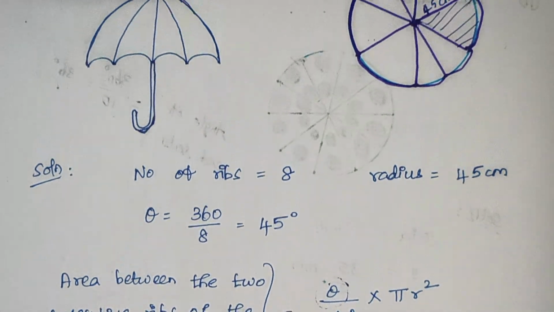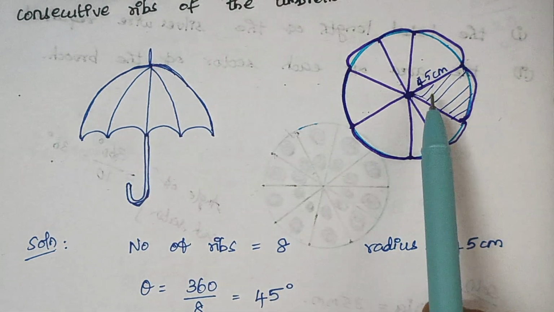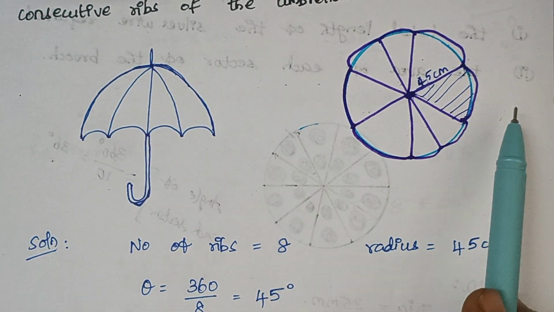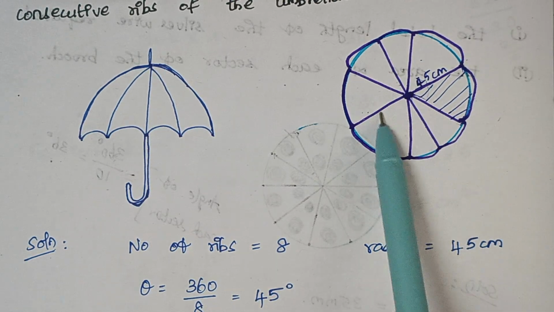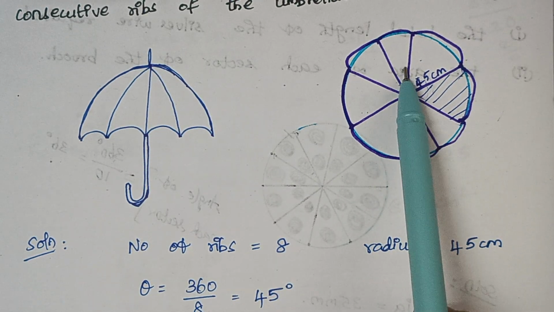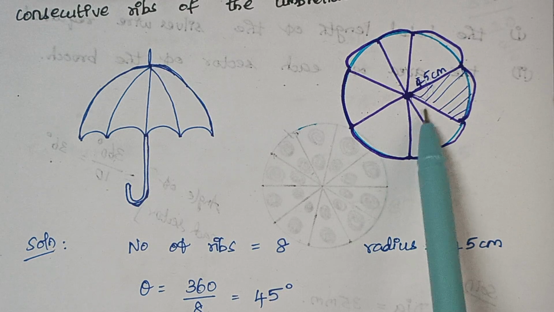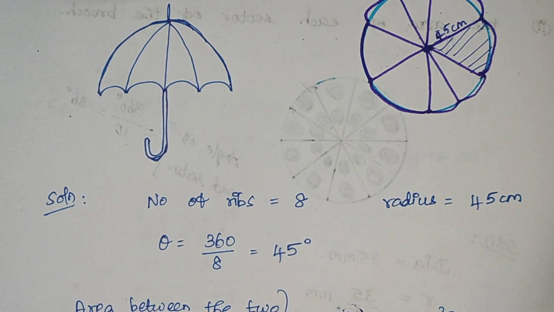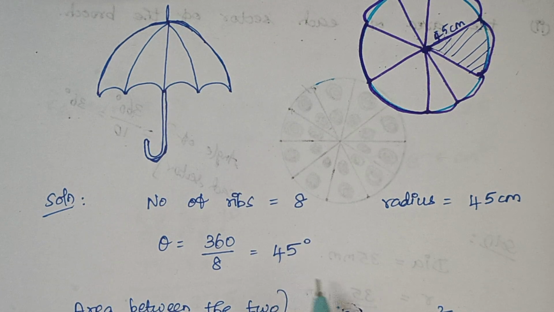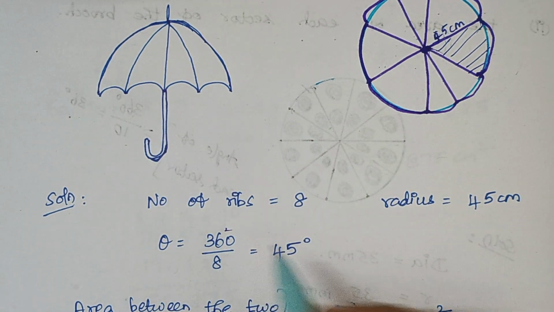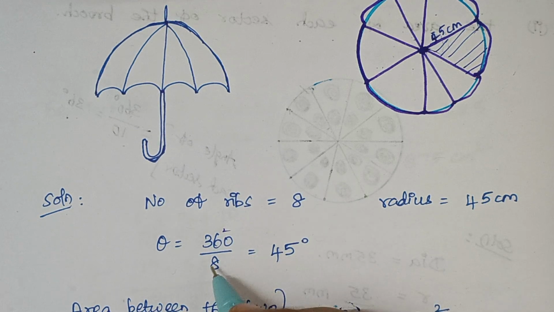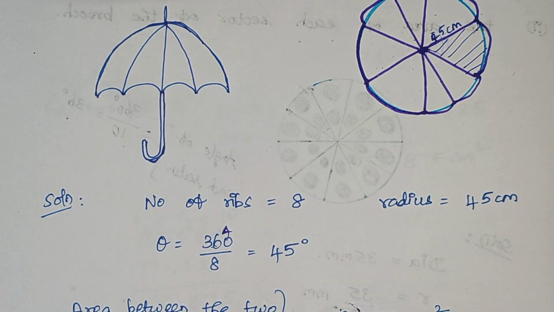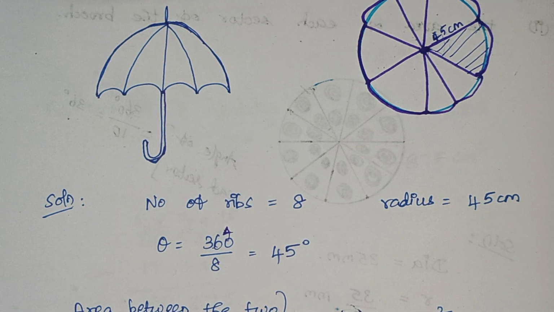Theta is nothing but the angle covered by the whole circle, which is 360 degrees, and here it is divided into 8 parts: 1, 2, 3, 4, 5, 6, 7, 8. Therefore 360 divided by 8. 8 fours are 32, and the balance is 4, so 8 fives are 40. So here the angle is 45 degrees.